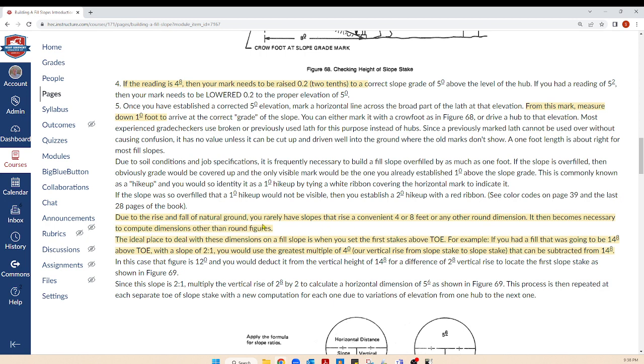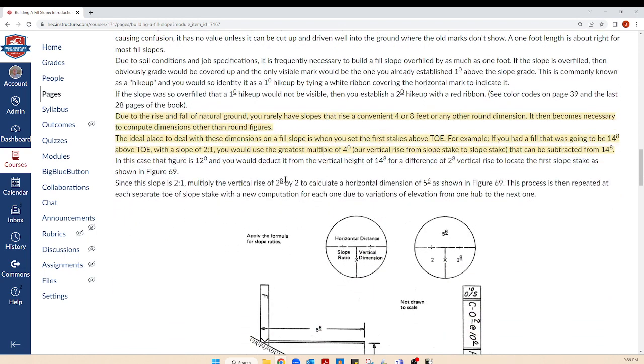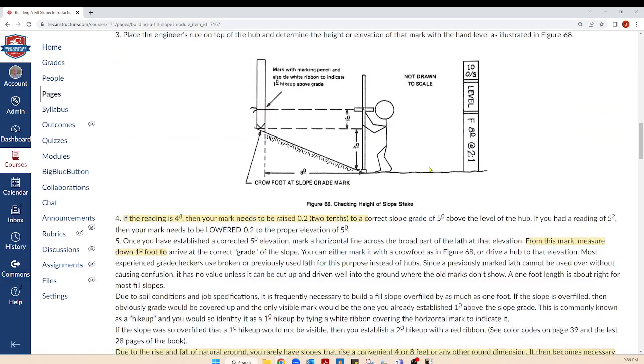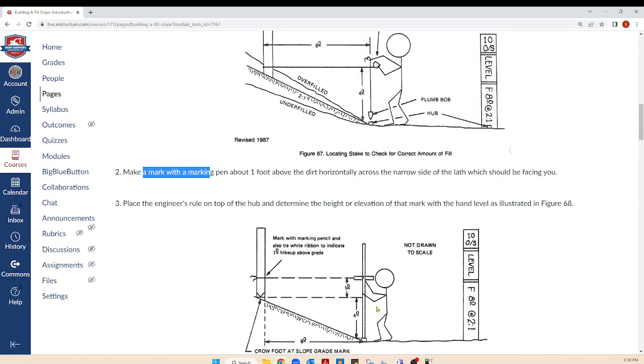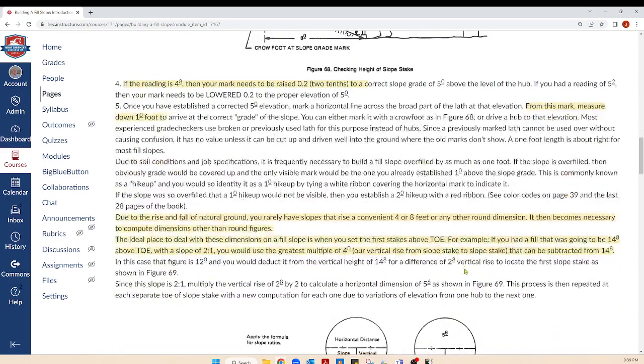Due to the rise and fall of natural ground, you rarely have slopes that rise a convenient 4 or 8 feet or any other round dimension. It then becomes necessary to compute dimensions other than round figures. Here we go. The ideal place to deal with these dimensions on a field slope is when you set the first stake above toe. This is where you want to deal with the oddball dimension, is what we're coming to.